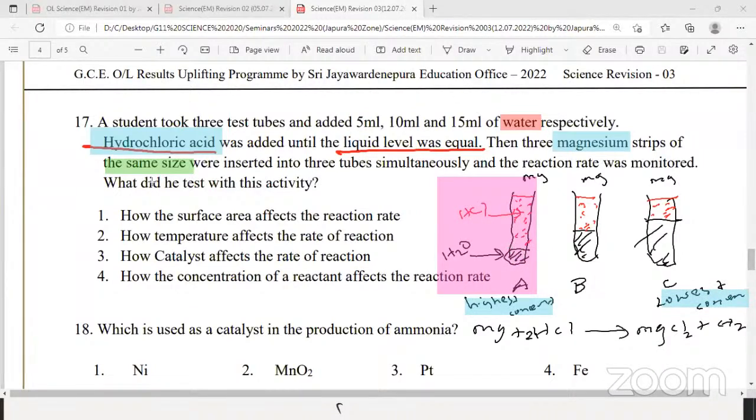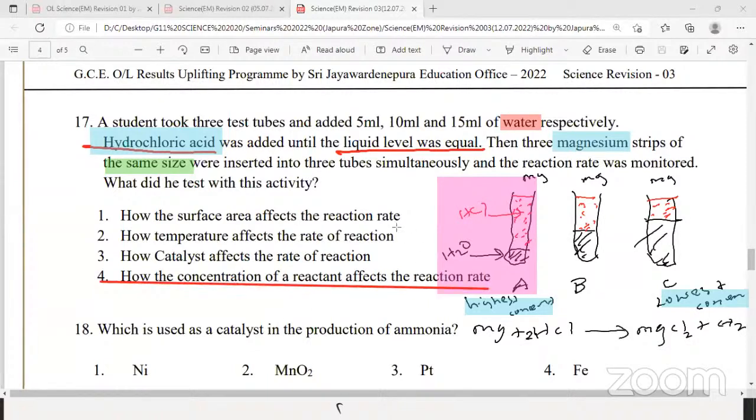Any volunteers who have done this before and got the answer, raise your hand. What is the answer for the 17th MCQ? Chedul, Nisuli, Natasha, Chamachka, Gagana? Fourth one. Very good, all of you are correct. The answer is fourth, the effect of concentration on the rate.